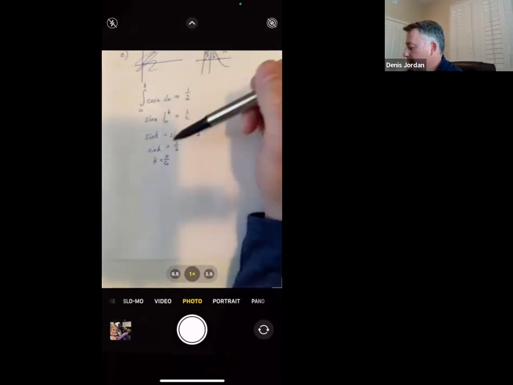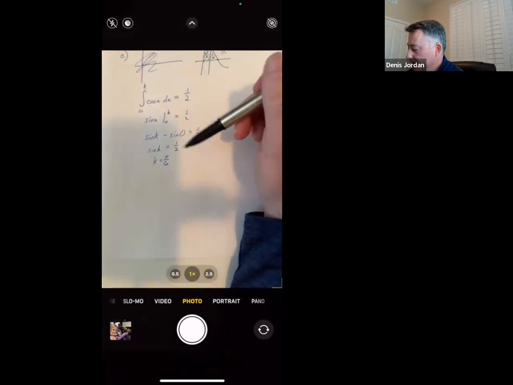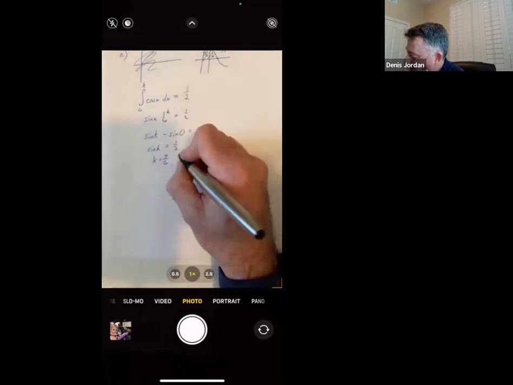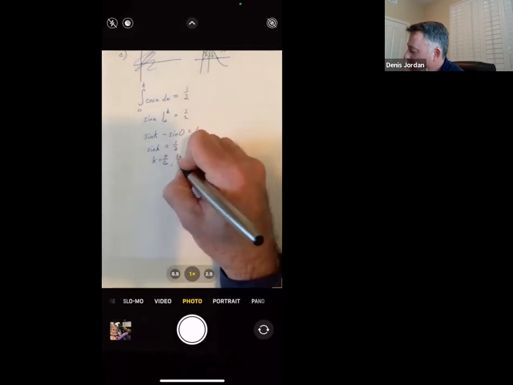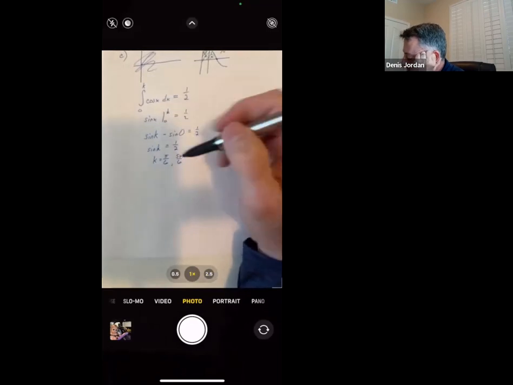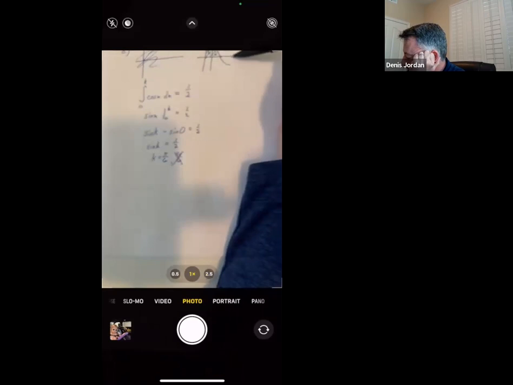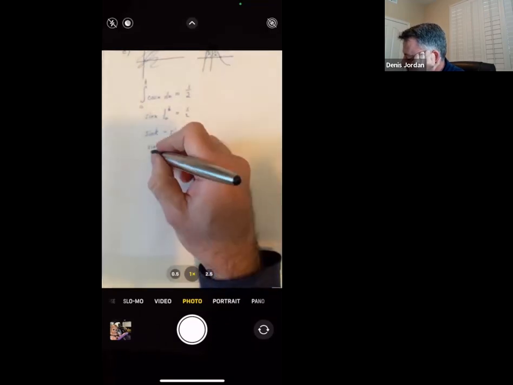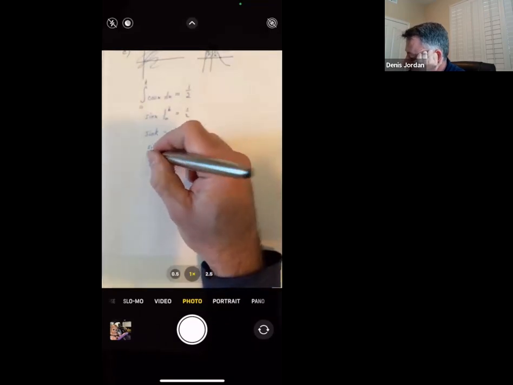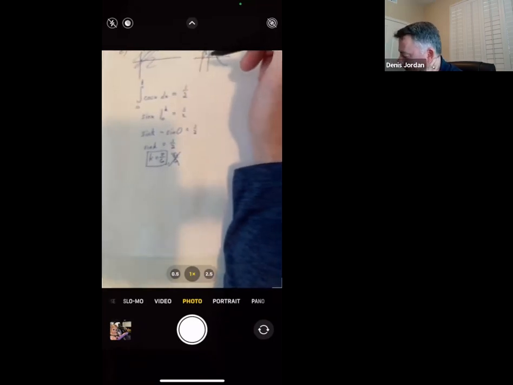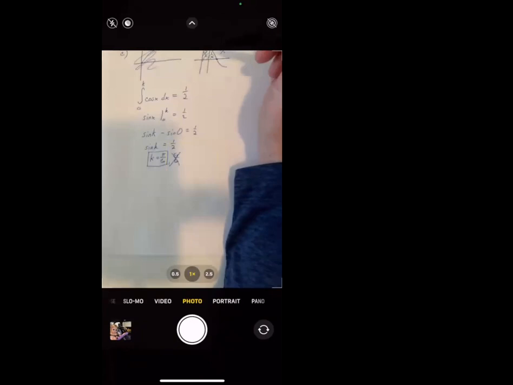And for this one, there's actually a second answer for where sine of k equals a half, because it could be pi over 6 or 5 pi over 6. But you can't choose the 5 pi over 6 because that would be over here. So you have to go with that one. Okay, yeah, that makes sense.